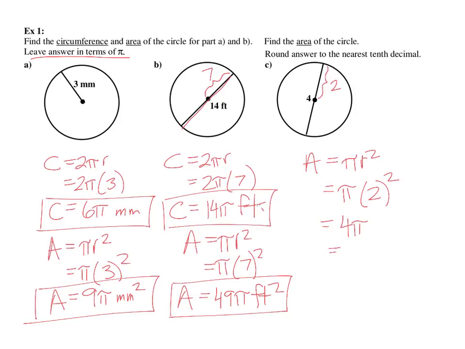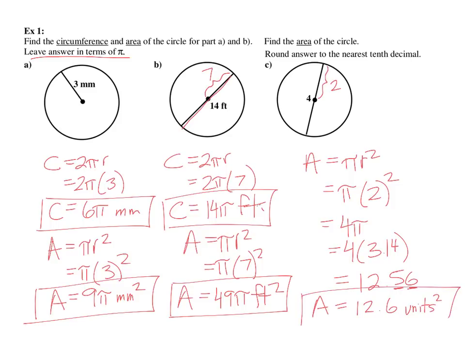I want to figure out the actual decimal, so this time I'm going to plug in 3.14 for pi, and I end up with 12.56. If I'm going to round it to the nearest tenth, this is the tenth place. Since the number to the right is 5 or greater, it's going to be 12.6. And that's my area. There are no particular units of measurement here, so I just write units squared. Done.